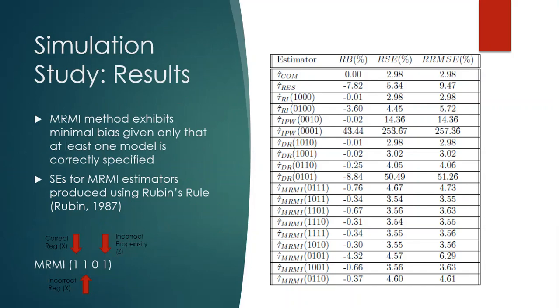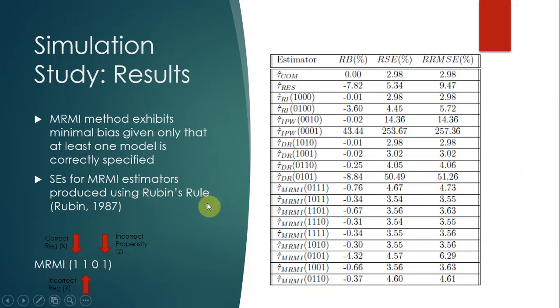So first, before we get to results, a brief note about notation. We chose to use this 4-digit notation, where the first 2 digits denote the correct and incorrect regression models, respectively, while the second 2 denote the correct and incorrect propensity score models, respectively. So for example, for this estimator, we use the correct regression estimator, the incorrect regression equation, I should say, as well as the incorrect propensity score equation.